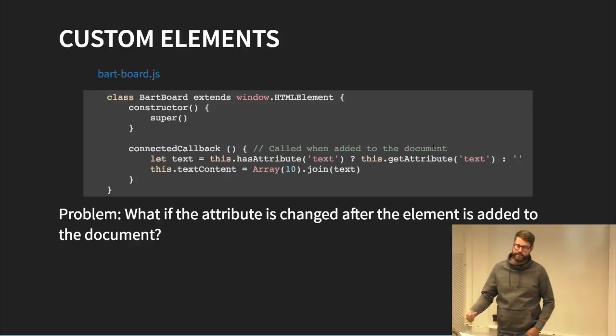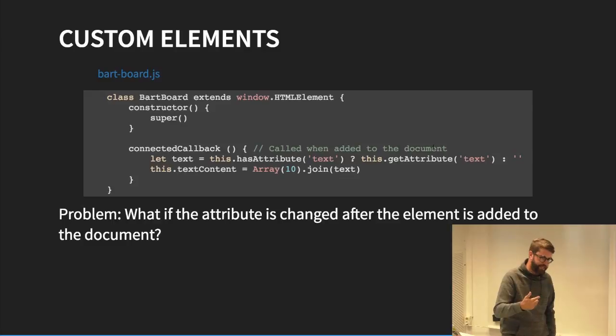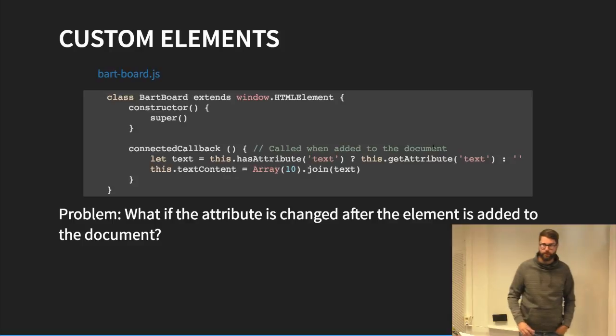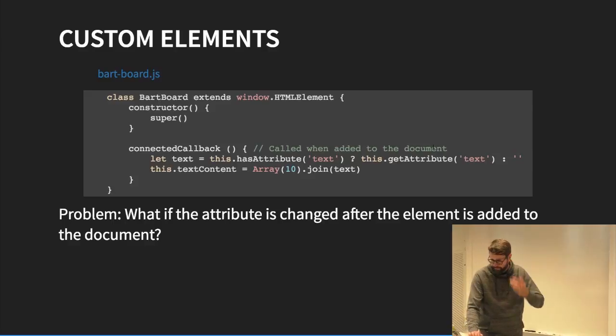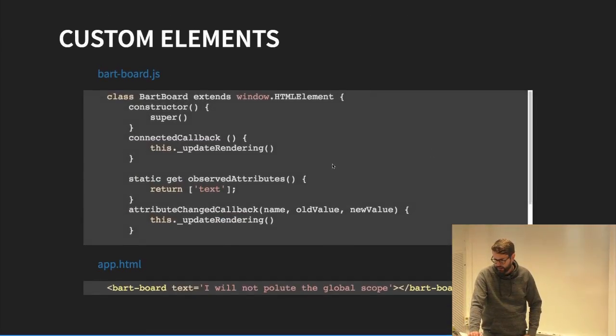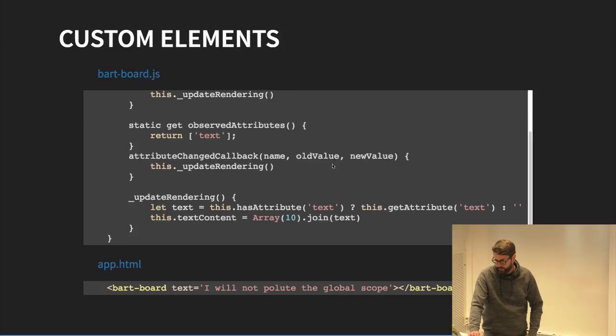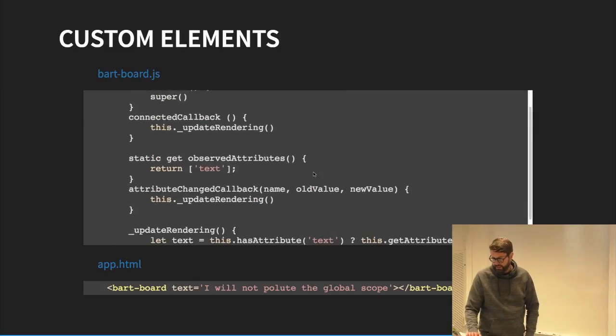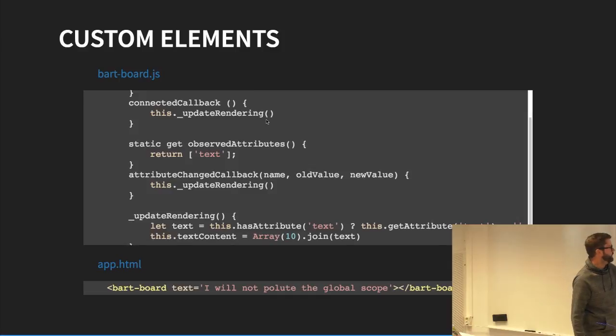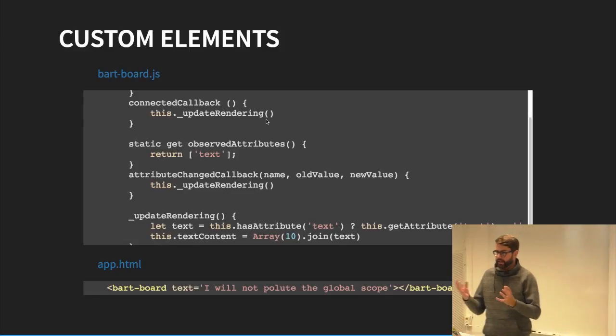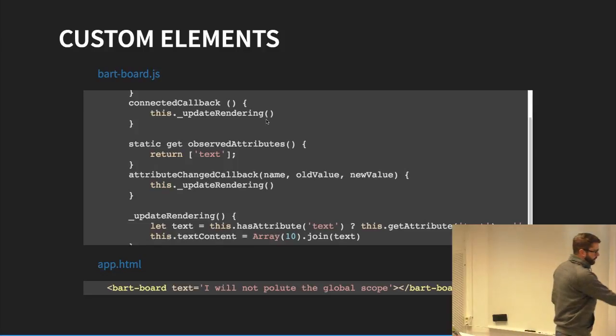However, if the attribute is changed, if someone dynamically changes the text attribute afterwards, we need to reflect that change back to the text content, right? And let's see how we do that. Instead of doing this initial rendering inside of the connectedCallback, I just moved it to a semi-private update rendering method that will update the text content. It's the same thing that we had before.